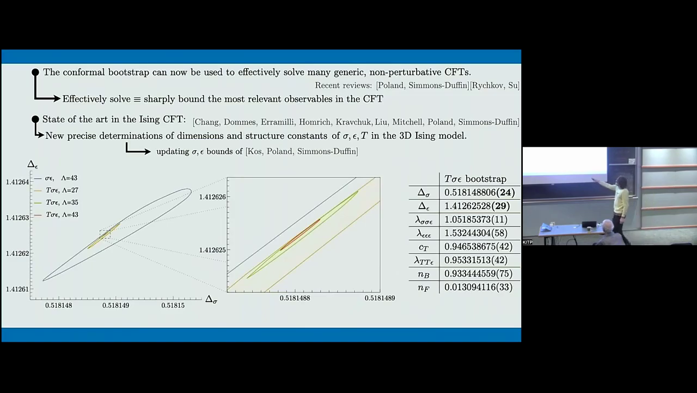So in this study, we study the Bootstrap system for the spin energy tensor operator in the 3D Ising CFT. And this allows us to precisely determine dimensions and structure constants of these operators to 9 digits. So in this sense, we can do precision physics for these strongly coupled interacting theories at this point.